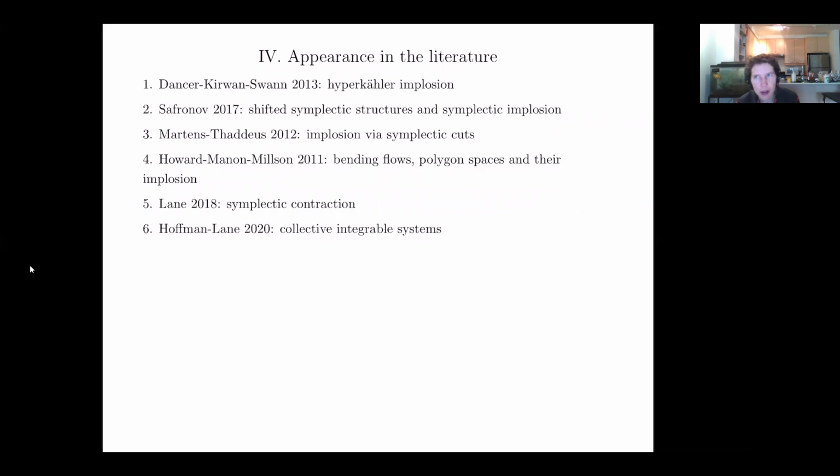So I should mention places that imploded cross sections appear in the literature. There is a body of work by Francis Kirwan, Andrew Denser, and Andrew Swan, and some other collaborators around 2013, 2015, about implosion on hyperkähler manifolds equipped with actions of Lie groups.